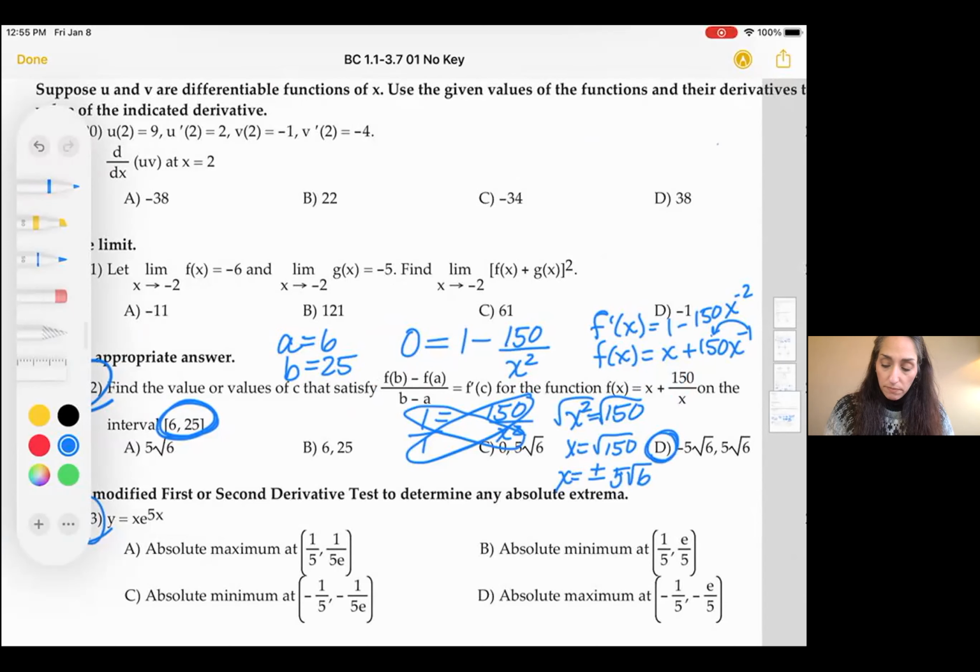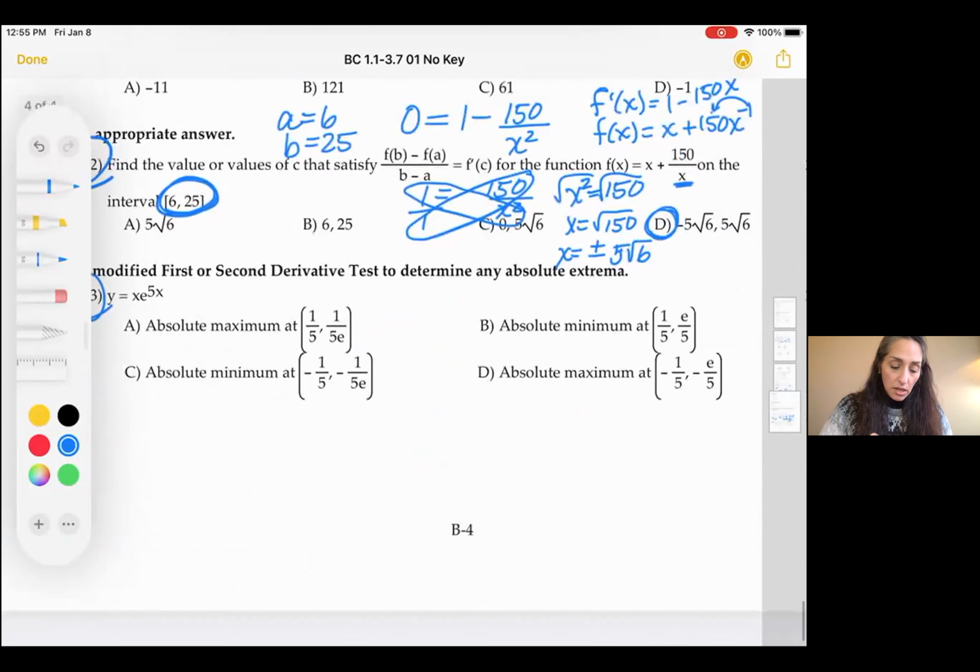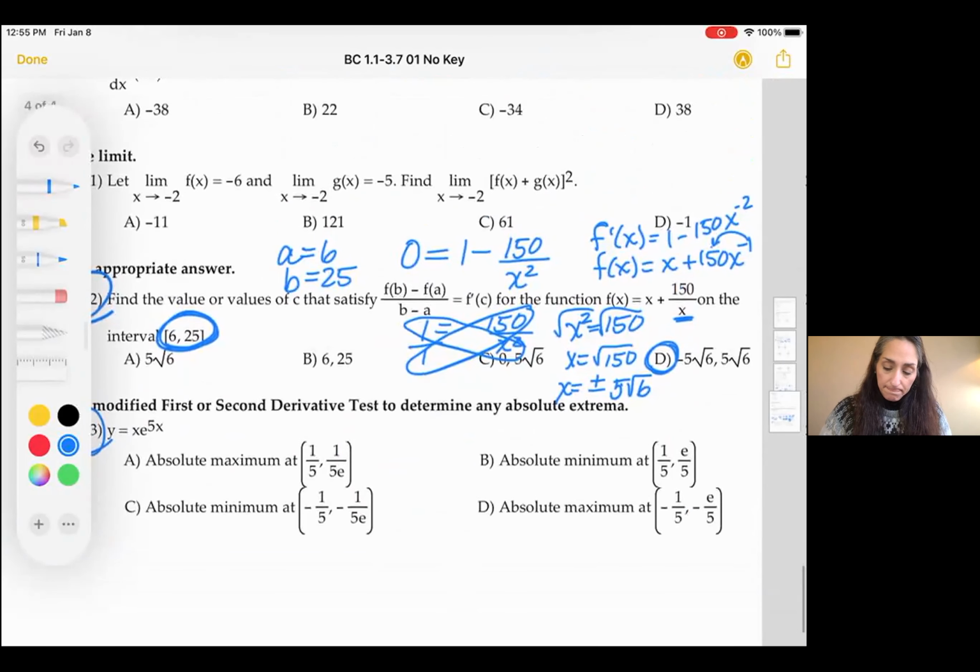And that should work. The positive and negative should work for that, both of them. The only reason you wouldn't use the negative is if you had a square root or something, but we don't. So positive and negative answers. D is correct.